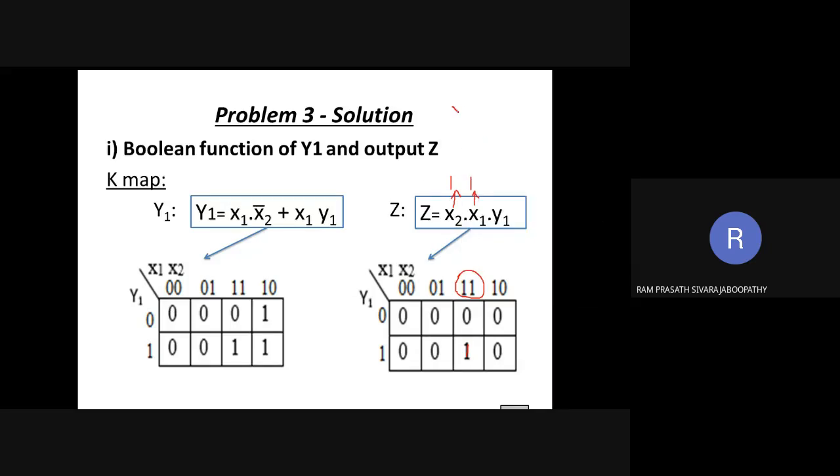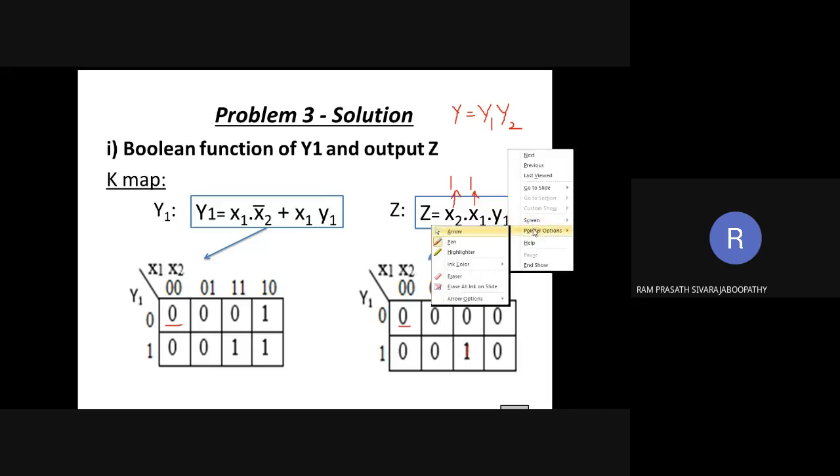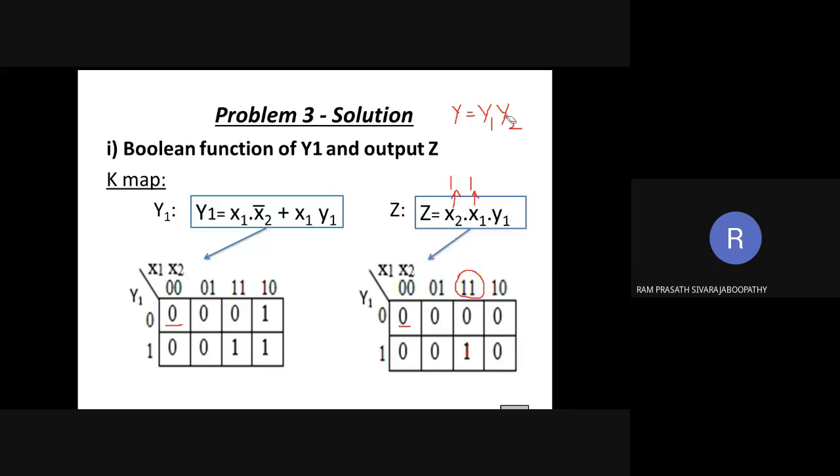Correct? So capital Y is equal to Y1 Y2. We'll be having 0 0, next 0 0, next 0 0, next 1 0. Correct? So we have to combine like that. But here we are having only one variable, that means only one loop, so y equal to y1 only can come. So this is the table.